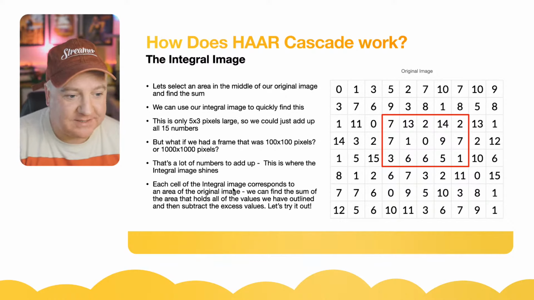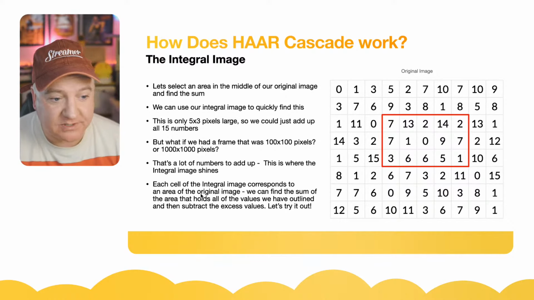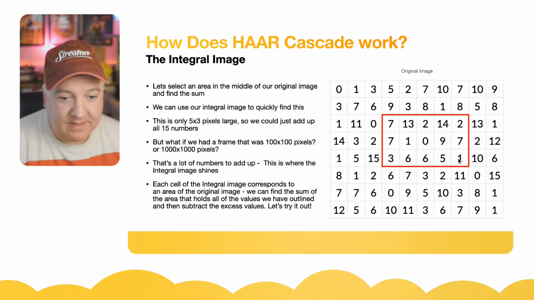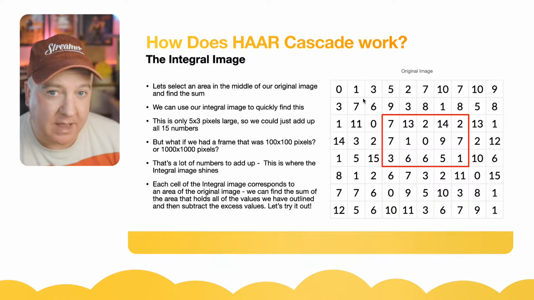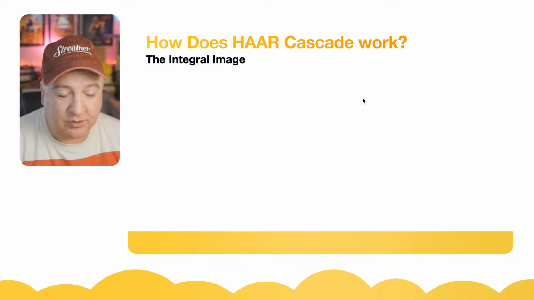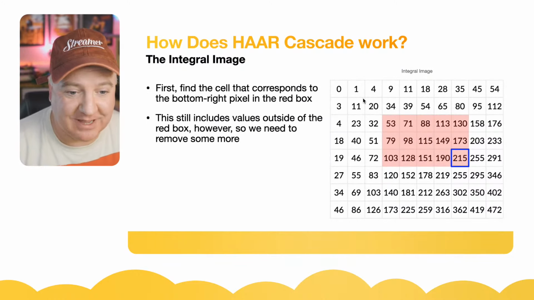We've pre-calculated this. So each cell of the integral image corresponds to the area on the original image, and we can find the sum of that area that holds the value that we have outlined. So what we essentially need to do to find the sum of all these things here is we need to look in this value down here at the bottom right, but then subtract off the top section. So there's going to be a section up here that we need to erase, and there's also going to be a section down there that we need to erase. And we just need to make sure we don't double count this top area twice. And if we do that, we've only got 4 numbers to calculate, and we can do that very rapidly once we've done that initial calculation.